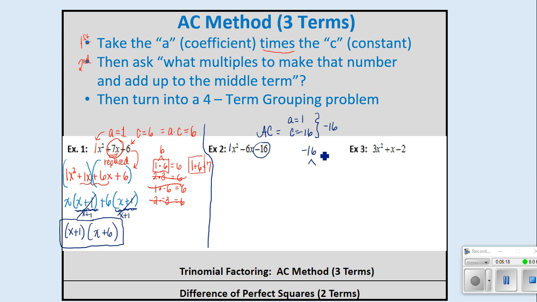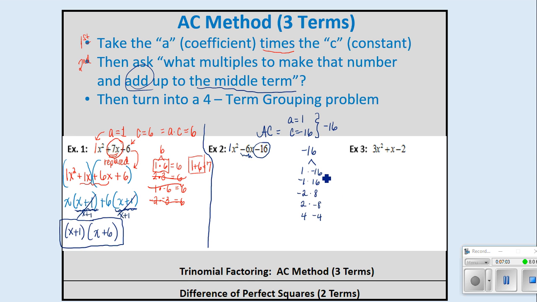Oh gosh, what are all the factors of negative 16? Well, 1 and negative 16, negative 1 and positive 16, negative 2 and positive 8, positive 2 and negative 8, 4 and negative 4, or negative 4 and 4, that's the same thing. And I think that's all. So all of those multiply to be negative 16. But which one adds up to be negative 6? Remember, what multiplies to make AC, but adds up to be the middle term.